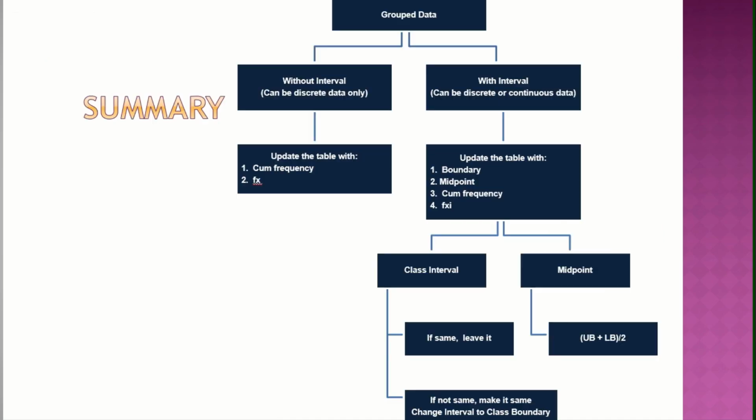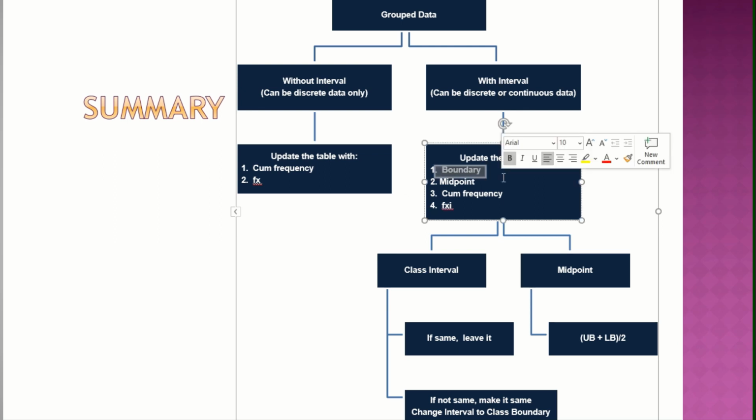All right, let's just go through this chapter. You have group data without interval. You only update the table with two things, which is cumulative frequency and FX. With interval, you must have boundary. The boundaries, don't worry, you can ignore that part because boundaries are already given to you. Then you have midpoint, cumulative frequency and FX. How to find midpoint and class intervals I've already taught you, so that's not really a problem.